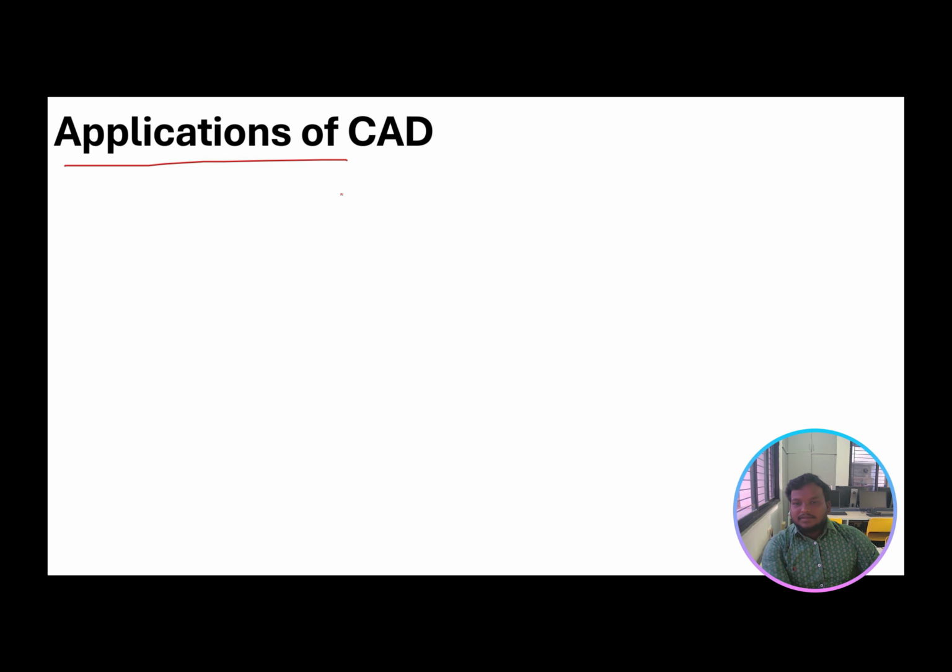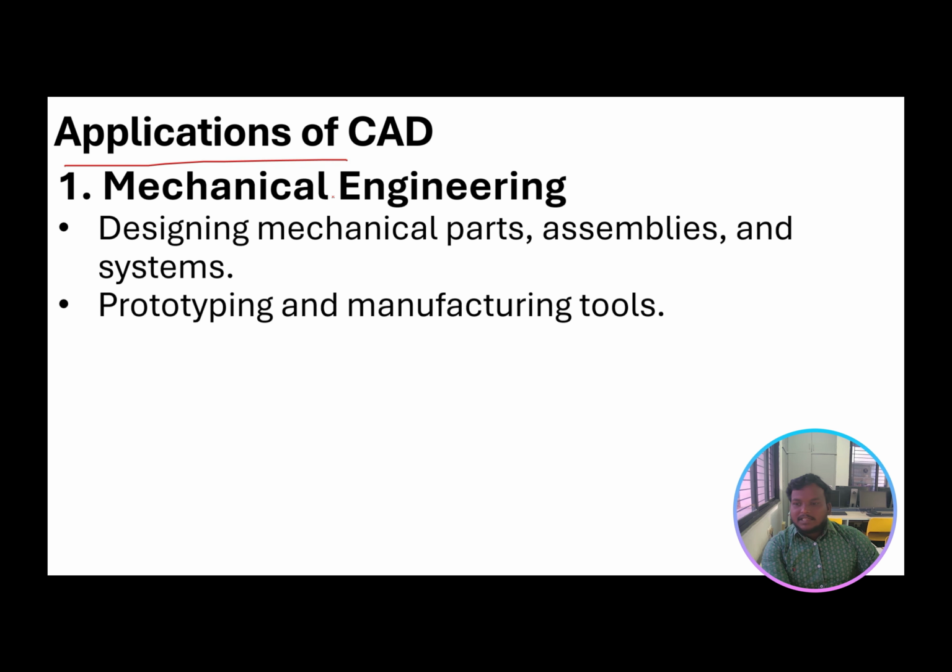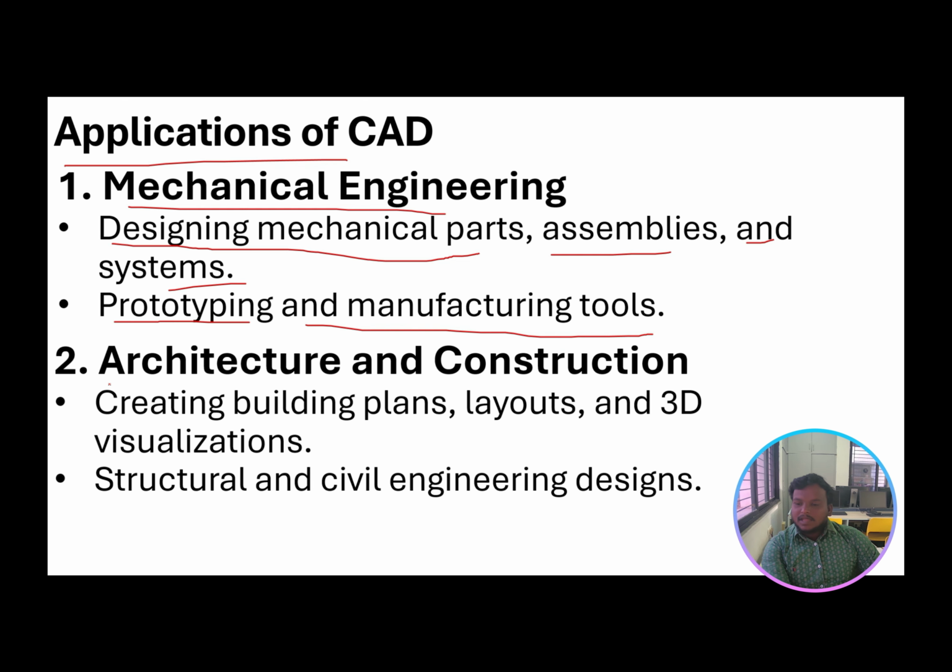Applications of CAD software. The first application is mechanical engineering: designing mechanical parts, assemblies, and systems, and prototyping and manufacturing tools. The second application of CAD software is architecture and construction: creating building plans, layouts, and 3D visualization, and structural and civil engineering designs.